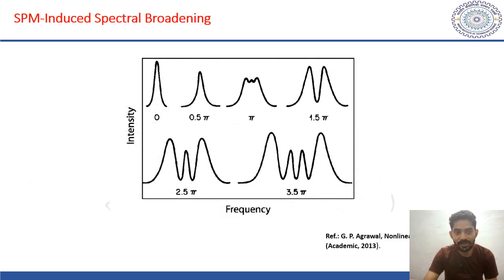Yes, self-phase modulation induces spectral broadening. As the pulse travels the distance, the phase gets changed, and that introduces new frequencies in our input pulse in the frequency domain. As we can see, traveling the distance affects the phase, and it introduces chirp in our pulse in the frequency domain.